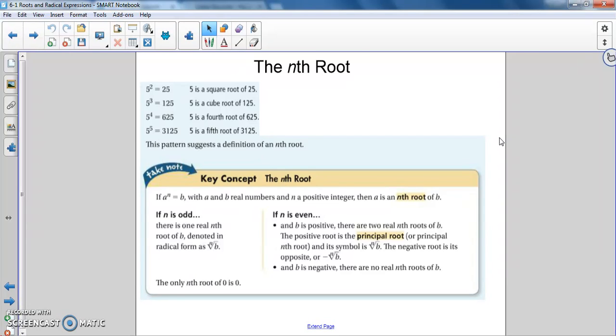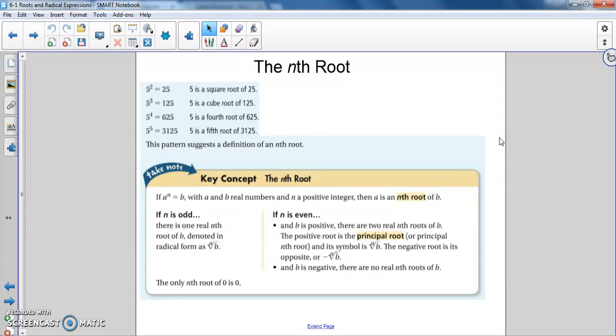This pattern is suggesting a definition of an nth root. So if we have a to the nth power equals b, where a and b are real numbers and n is a positive integer, then a is an nth root of b. But we have to know that if n is odd, there is one real nth root of b. So we have one real root if we have the nth root of b.